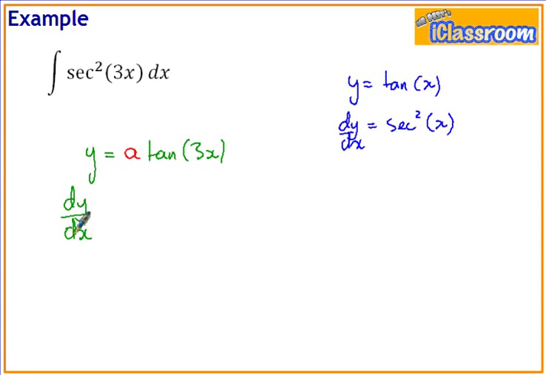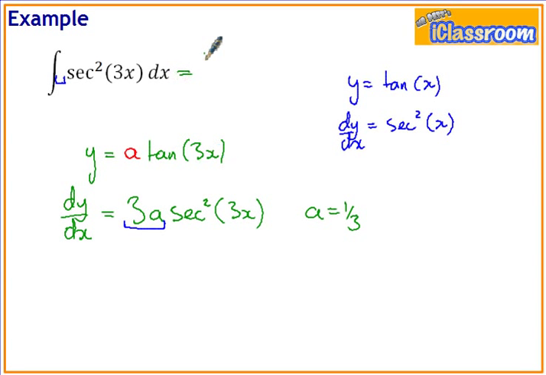So if I differentiate this function, what do I get? Well, differentiating inside the function first, that becomes 3. Differentiating tan, I then get sec squared 3x. And again, I go back and compare, and I think, well, this is almost correct. I just require my 3a to be 1. So again, in this case, I need a to be 1/3. And if a is 1/3, I know that my integral is going to be 1/3 of tan 3x, and never forget plus c.